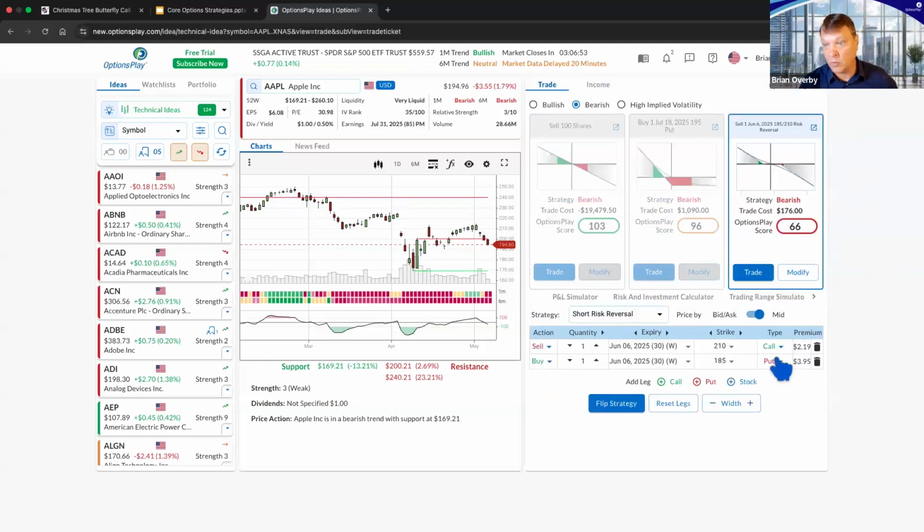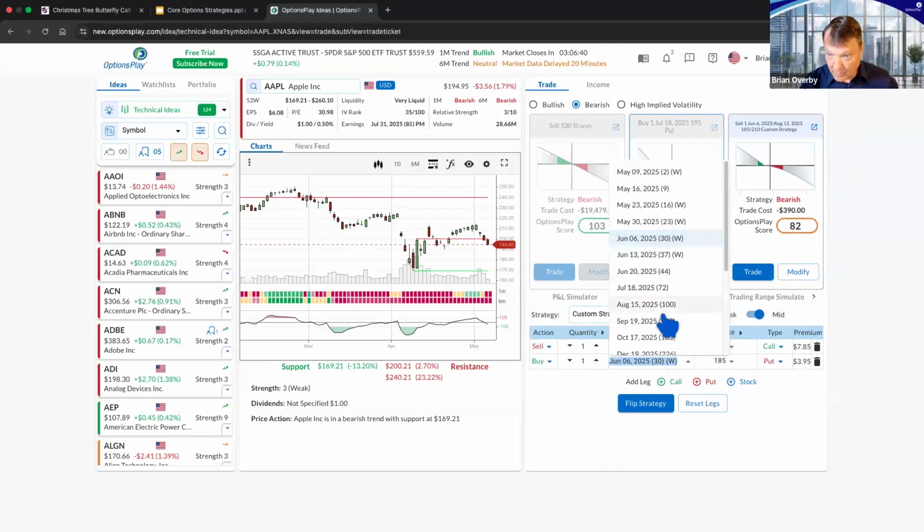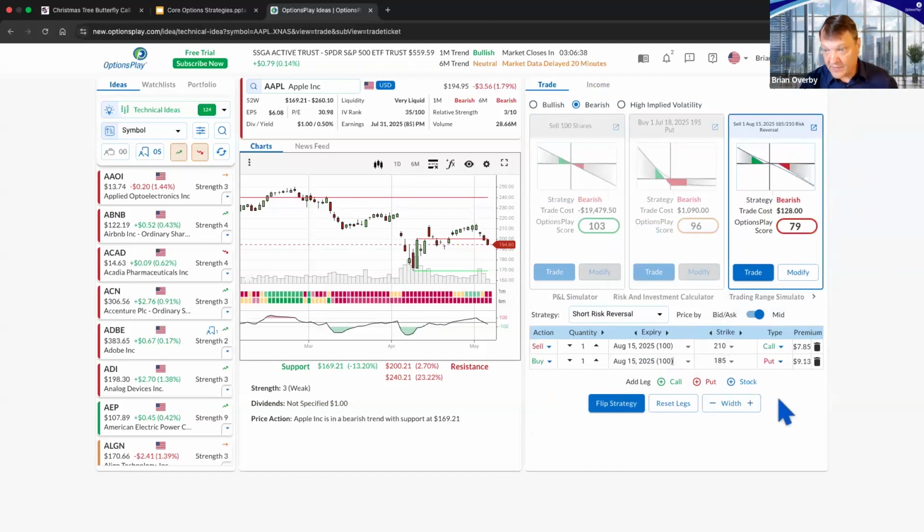And I'm just going to go out quite a bit in time. So let's try to get through the summer, right? So we'll go out to August, the end of July, beginning of August, 100 days, a nice round number. And we'll put this all together. 15 points of upside, 10 points of downside. Now we have 100 days.